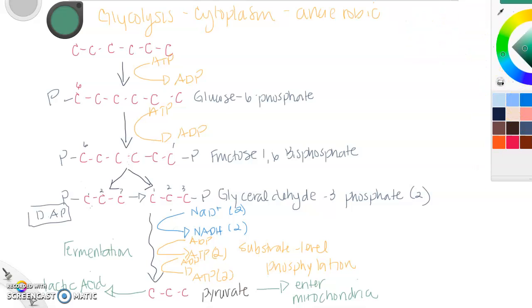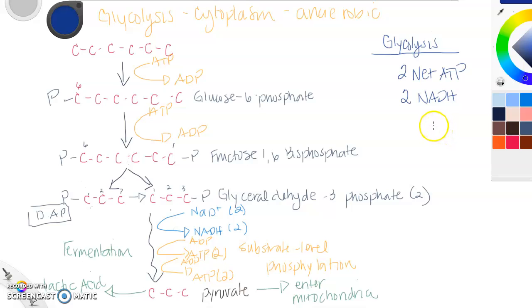So the final total for glycolysis is we get 2 net ATPs and 2 NADHs, each one containing 2 high energy electrons. So these things can be used later. These high energy electrons can be cashed in later for more ATP.